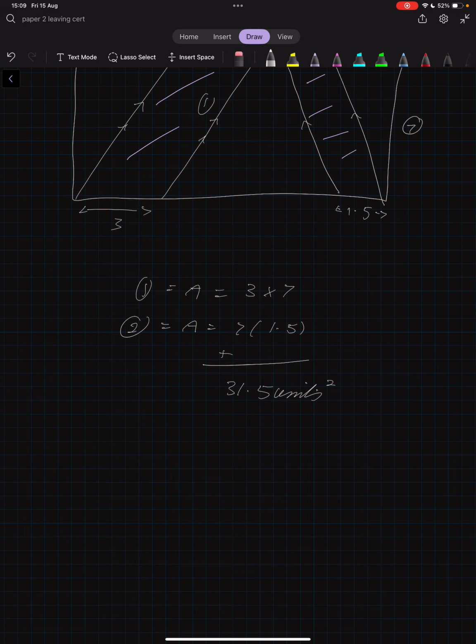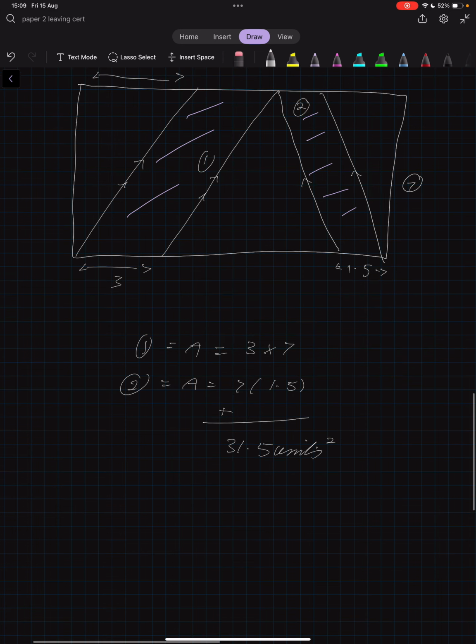So unit squared, again, because it's areas, just be careful with that. And that's it. Okay? No more working is needed.